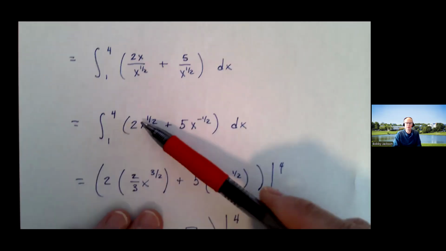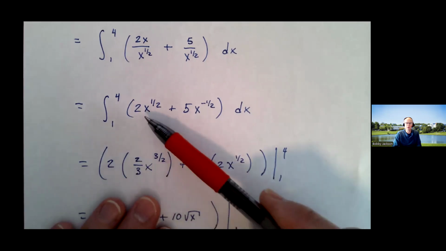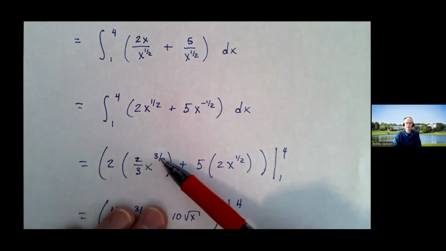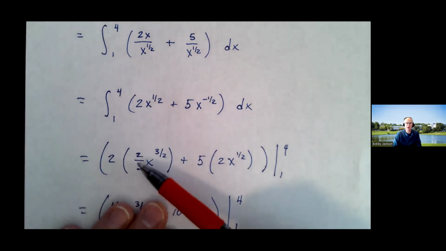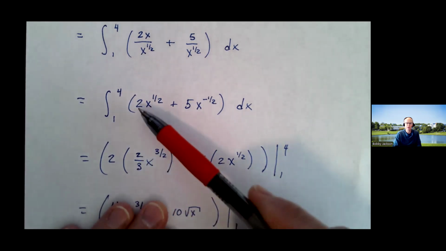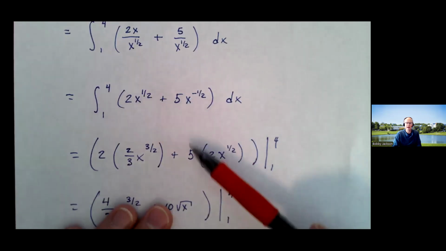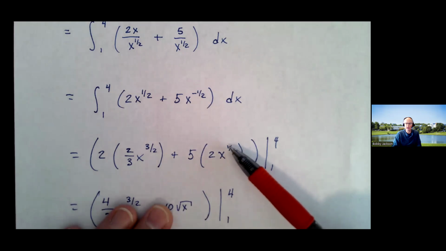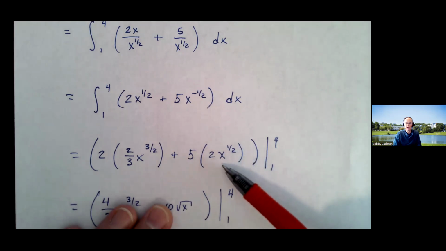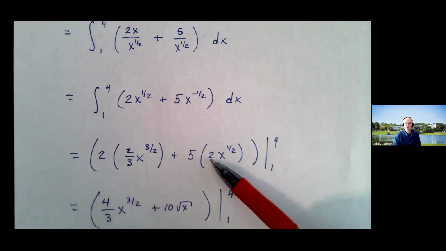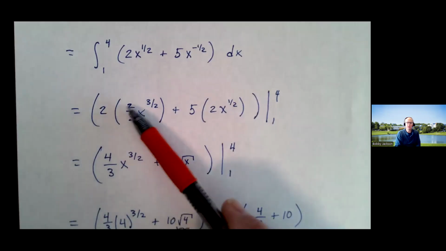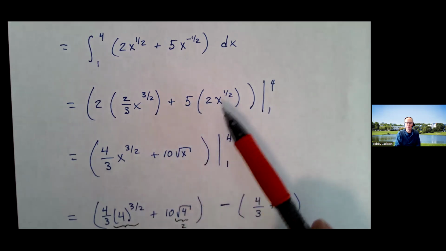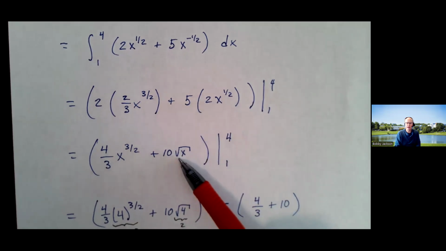So the antiderivative of the first term, 2 is the constant multiple. Power rule, right? Add 1 to a half gives me 3/2, and dividing by 3/2 is the same as multiplying by 2/3. There's my antiderivative for the first term. And then 5, pull that out. Antiderivative of x to the negative 1/2: add 1 to negative 1/2 is positive 1/2. Dividing by a half is the same as multiplying by 2. I'll just clean this up. 2 times 2/3 is 4/3. 5 times 2 is 10, and I'll write x to the 1/2 as the square root of x.